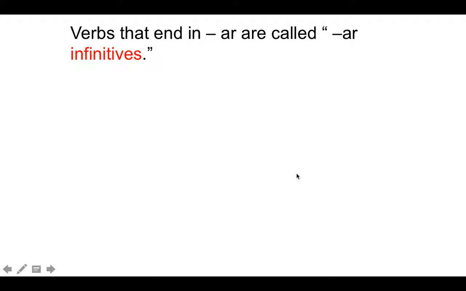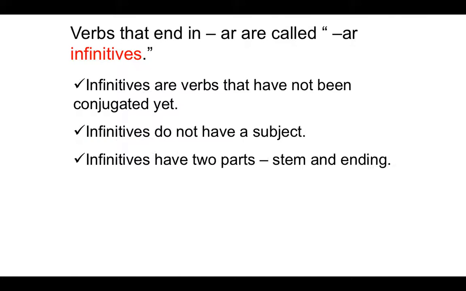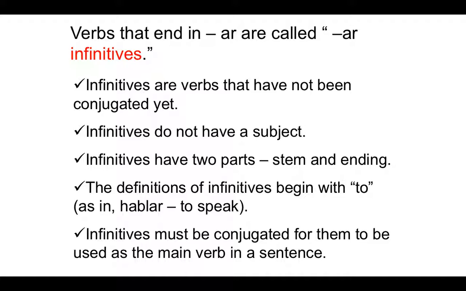Verbs that end in AR are called AR infinitives, which is what we're really talking about. What's an infinitive, you may ask? And again, if you need to pause and take notes, please do. Infinitives are verbs that have not been conjugated yet. They're not in the chart. They do not have a subject. They have two parts, stem and ending. More about that in a minute.